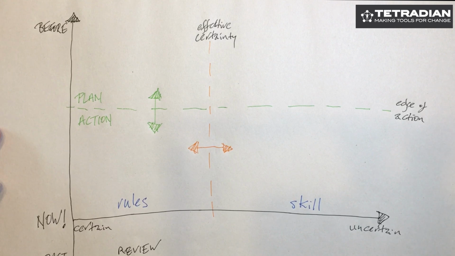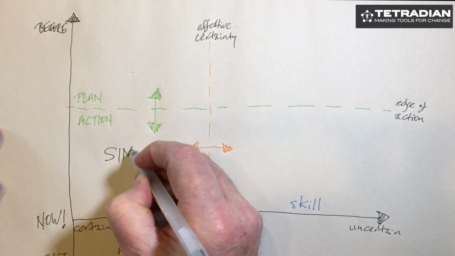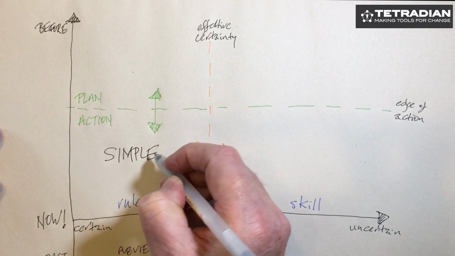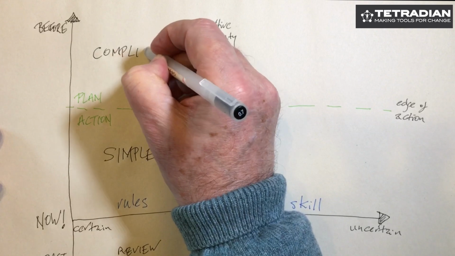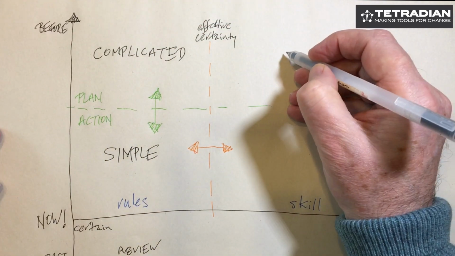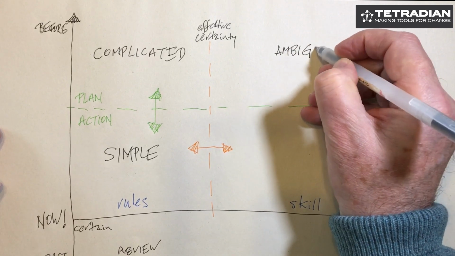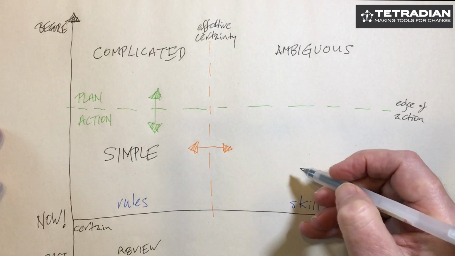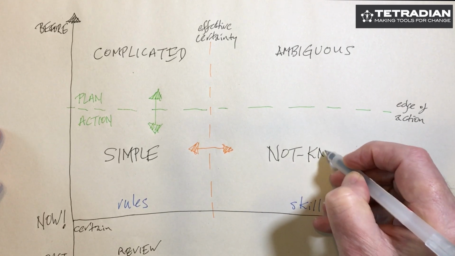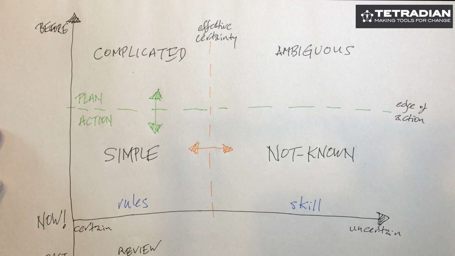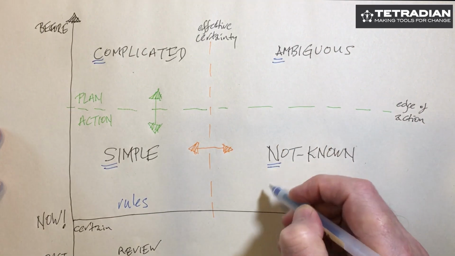And we can summarize these with a set of labels. Think of that as simple. It has to be simple for us to do it fast, to follow just the rules. Here, we're more complicated. We've got time to plan things out. Over here, things are ambiguous. They're uncertain, but again, we have some time to plan it out and sort out the ambiguity. Down here, we're in the not known. We don't know what's going on, particularly in real time. So that gives us simple, complicated, ambiguous, not known, gives us Scan.